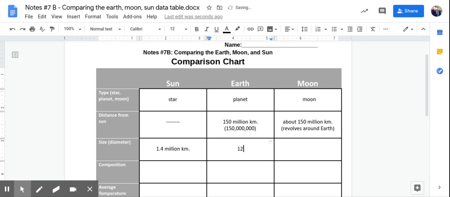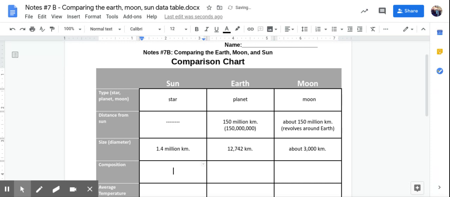In comparison, the Earth is 12,742 kilometers, okay? Quite a bit smaller than the diameter of the sun. And then the moon is about a quarter the size of the Earth, so it's going to be about 3,000 kilometers. The moon is by far the smallest of the three.